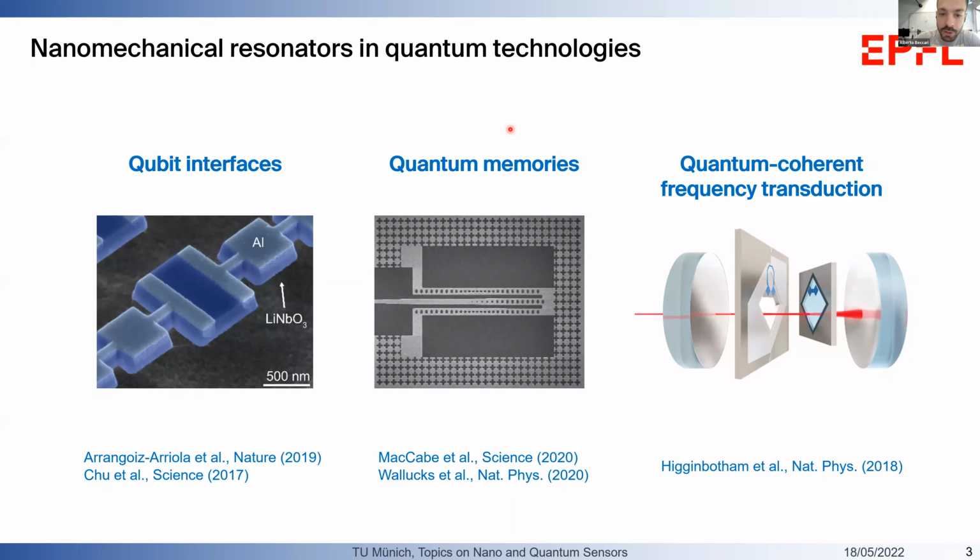And another very hot field of application is frequency transduction between microwave and optical domains, because it's easy to couple a mechanical oscillator, for example, a membrane mechanical oscillator, with both a microwave cavity and an optical cavity at the same time, as in this work.